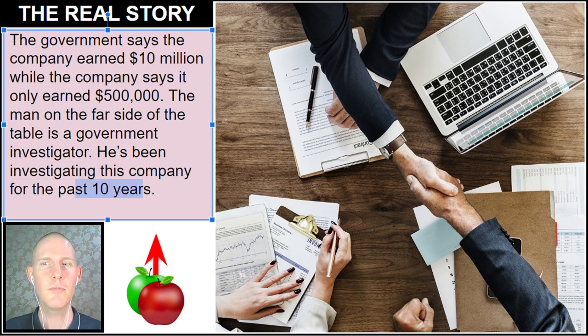All right, let's do pronunciation. Here we go. The government says the company earned $10 million, while the company says it only earned $500,000. The man on the far side of the table is a government investigator. He's been investigating this company for the past 10 years.